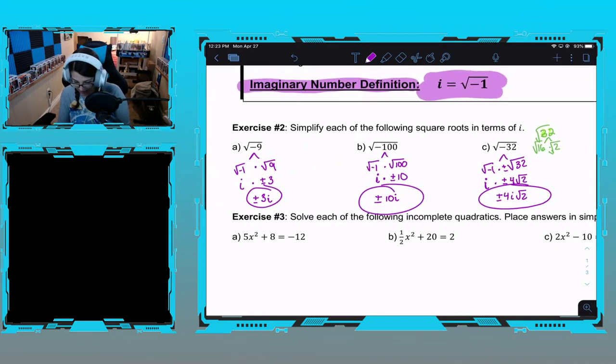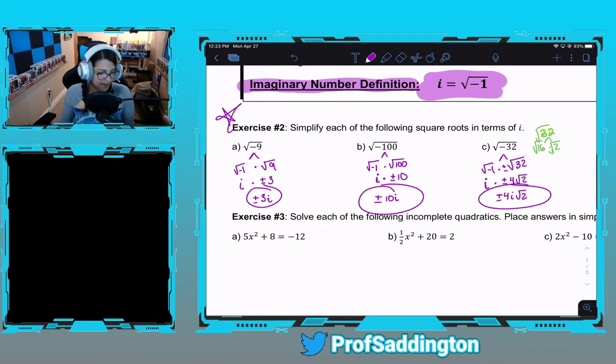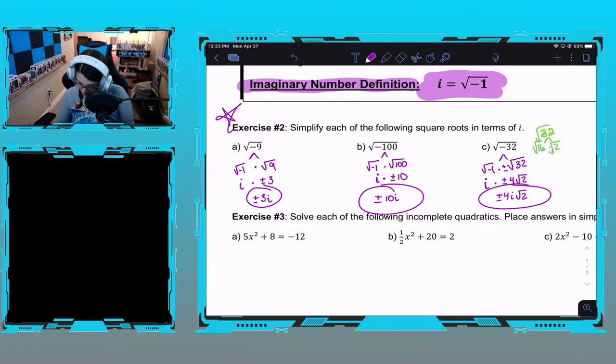So this section, if you want to put a little star next to, you're going to be expected to know how to do this on your homework. Let's do one more example.